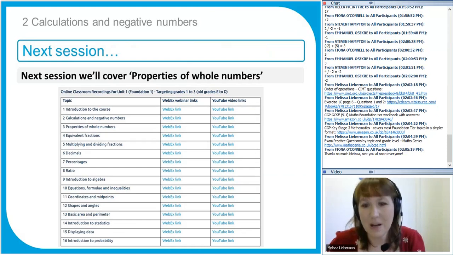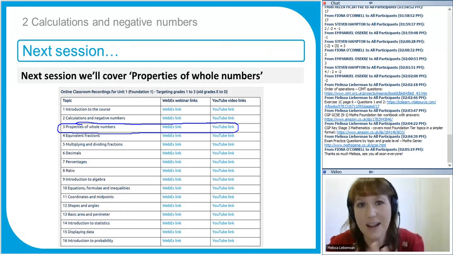Next time I will be going through properties of whole numbers. So I'll be introducing you to squares, cubes, roots, primes, factors, multiples. Just an introduction, because we go back to all of those topics later on in the course. It corresponds to, I think, chapter 4 in the textbook if you want to start reading ahead, or you can go into the study plan or into your course materials and watch the recording that I did last year, or come along and join me live.